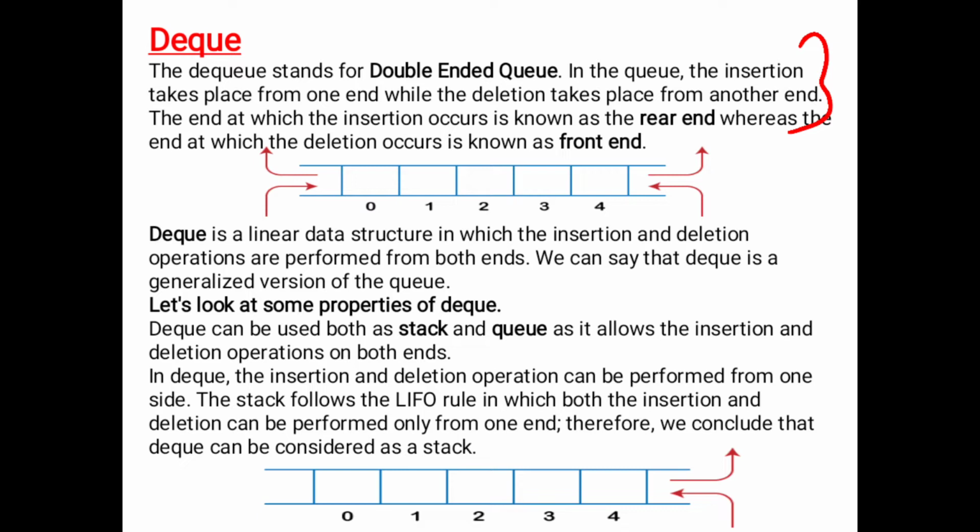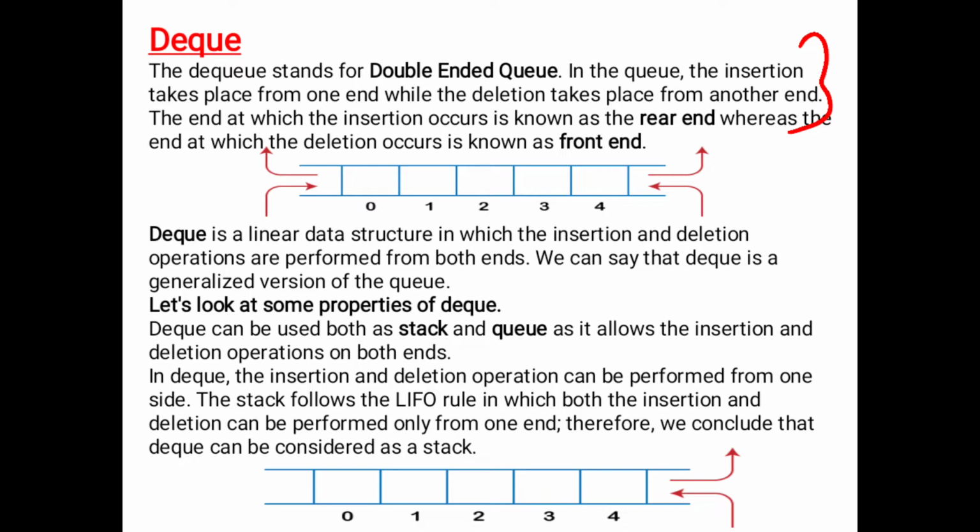So the queue has both ends. One end is available for insertion, and another end is available for deletion. Where we insert the data is the back end, that means the rear end. So at the rear end of the queue we can insert the data, and the front end we can use to delete the data. So that is the concept.